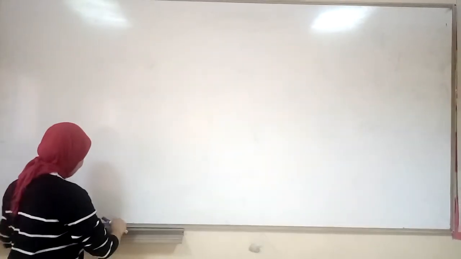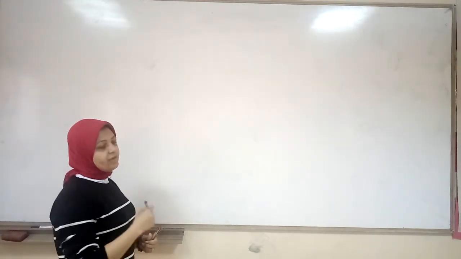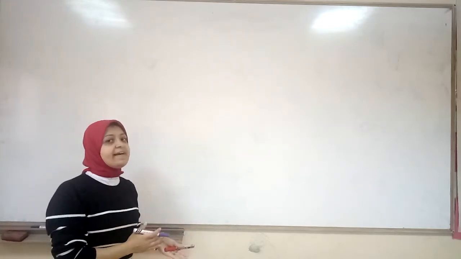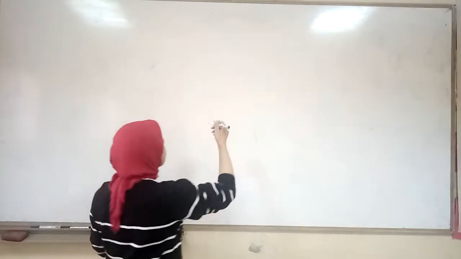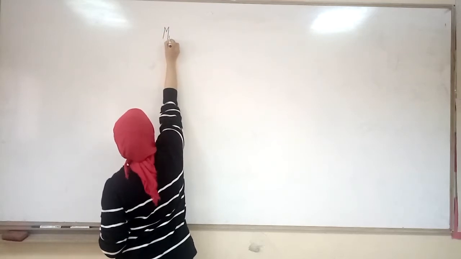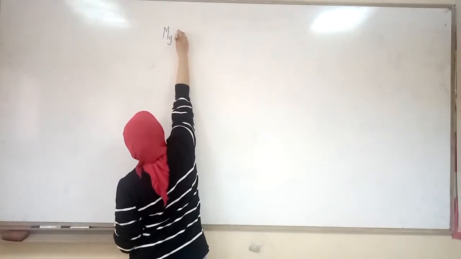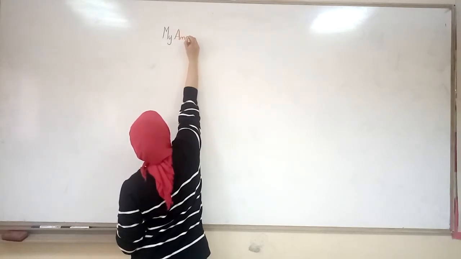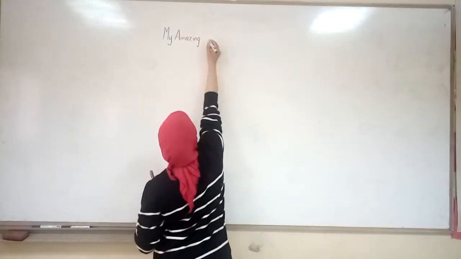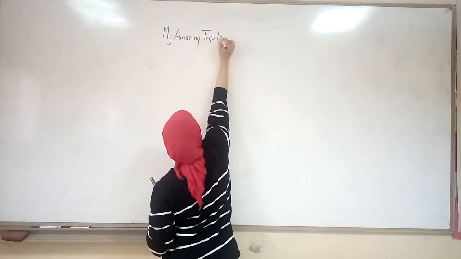Let's start writing the body. As for the title of this story, as we were used to do, we can use the place plus an adjective. The place plus an adjective. So we can start the title with: My Amazing Trip to Mars.